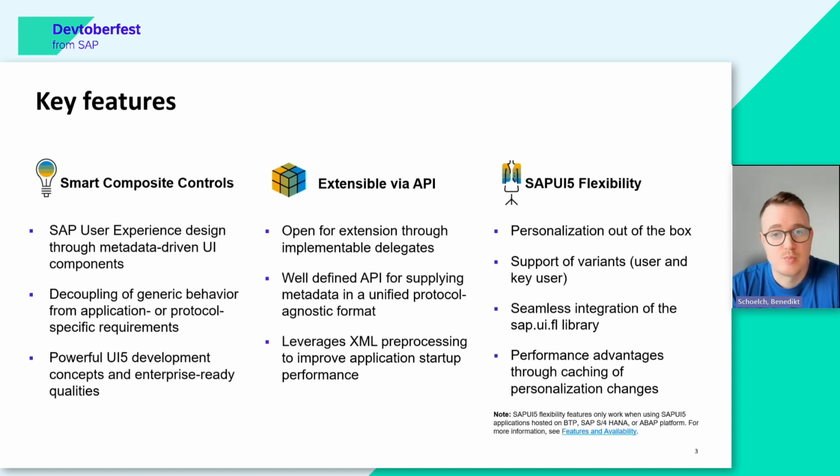For personalization purposes, we decided to integrate the SAP UI5 flexibility library out of the box for you. So that means personalization works, key user variants and user variants work, and you don't have to take care of the integration aspects. You might even get some performance advantages as the flex changes which are created when you personalize controls are used to fill the application cache, and hence you benefit again from application caching.